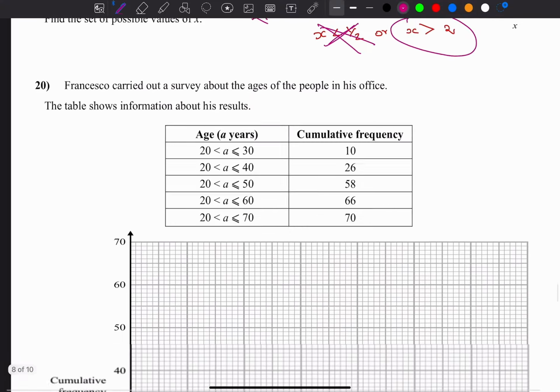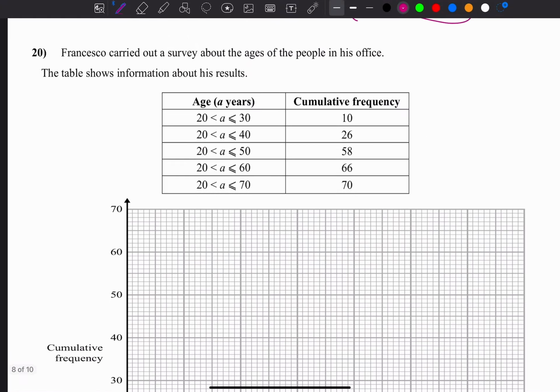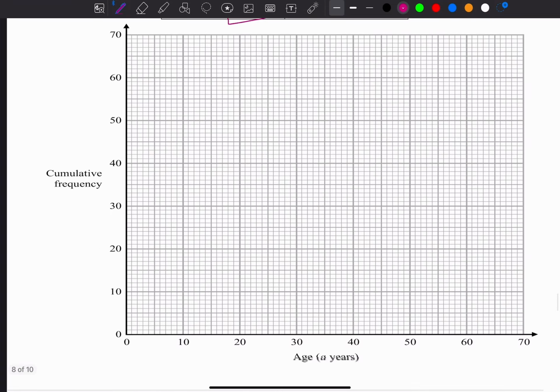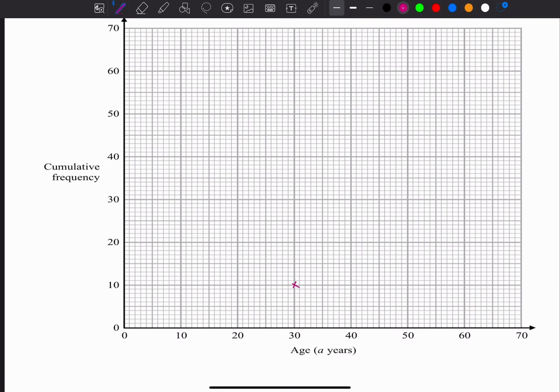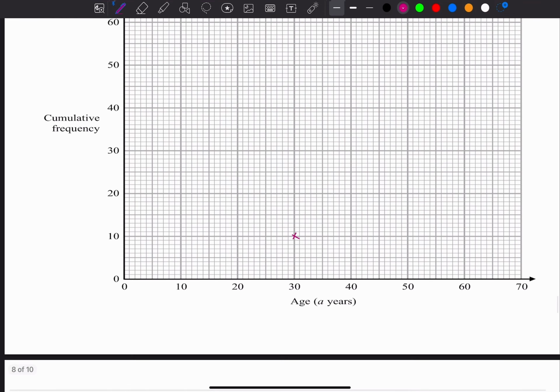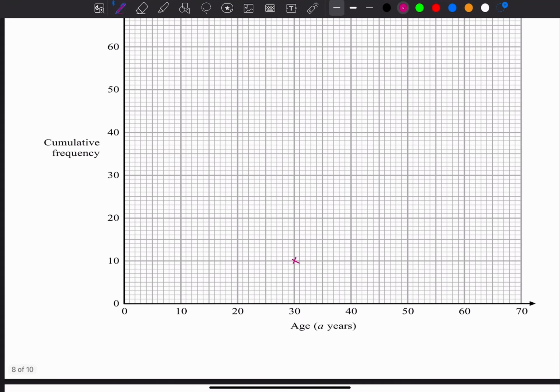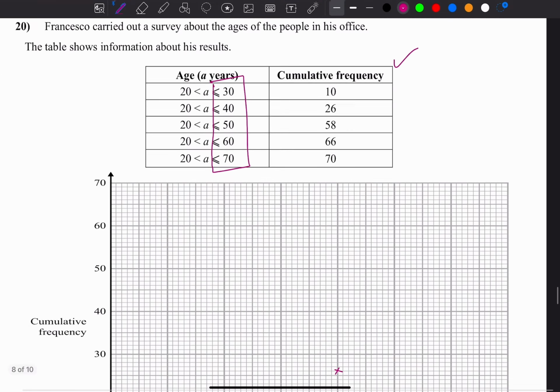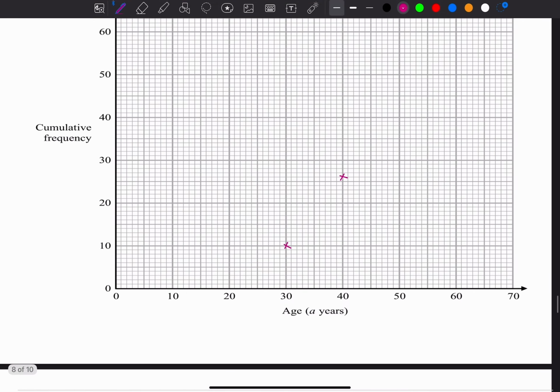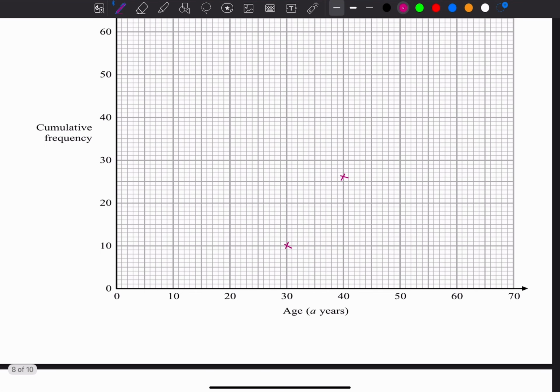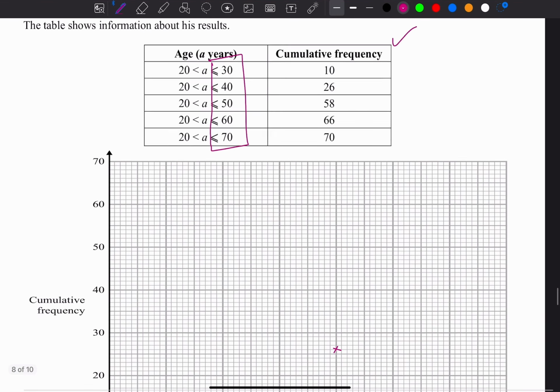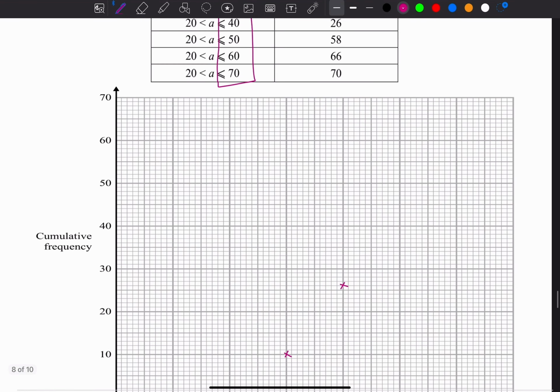Okay, good. Next one. Cumulative frequency is given. Use this lower number there. 30 and 10. There you go. 40 and 26. Then it's 58, 66, 70.